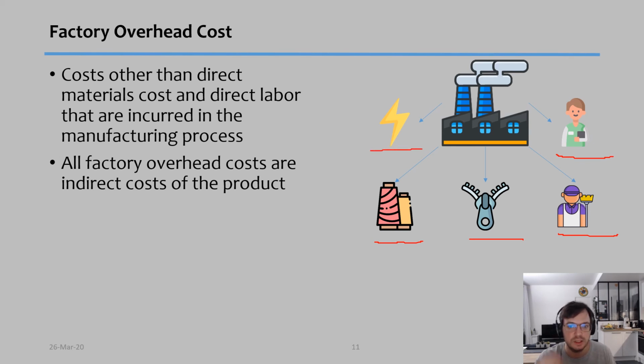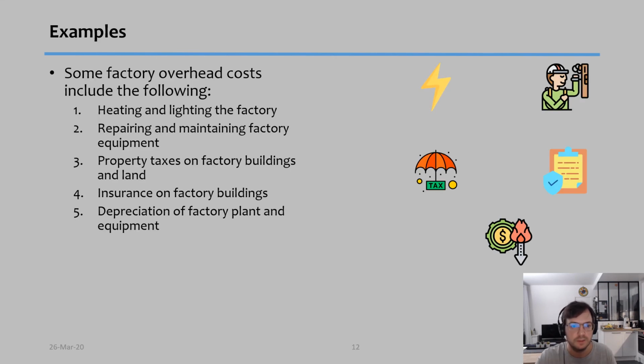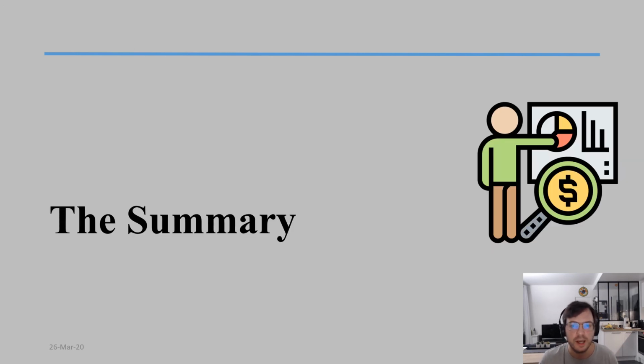For example, electricity is a factory overhead cost. Water, for example, gasoline for the trucks, and so on. Some more examples here. The heating and lighting in the factory, repairing and maintaining factory equipment, property taxes on the buildings, insurance, depreciation of the equipment. This is all factory overhead costs. I still need these costs to produce my product, but they're not as important as the previous two that I mentioned.